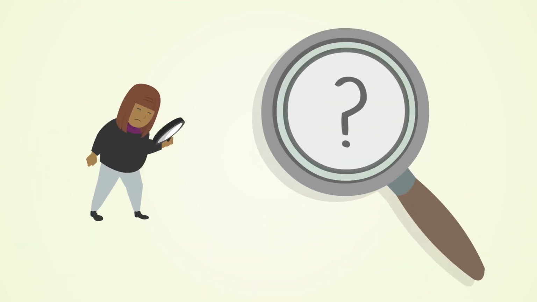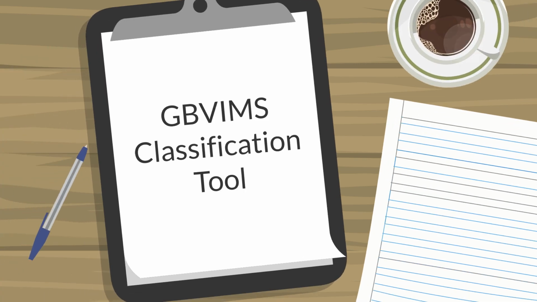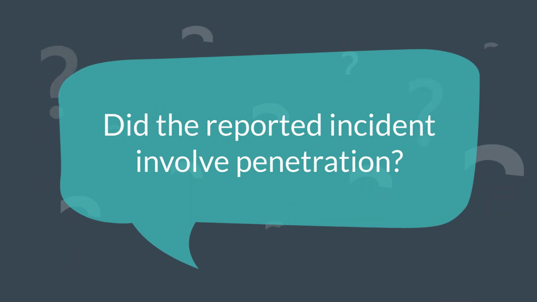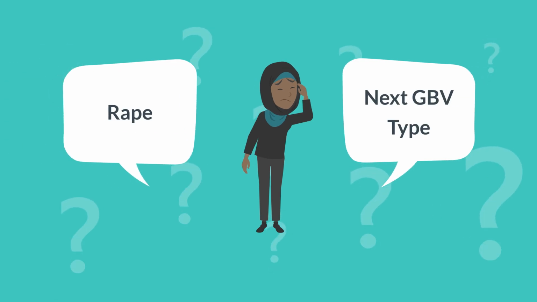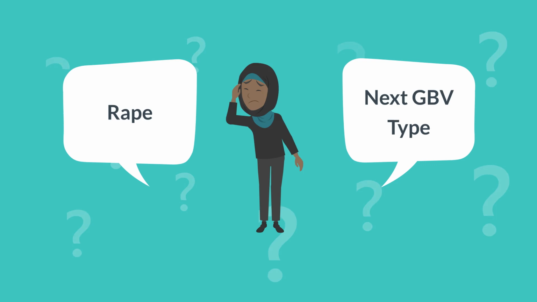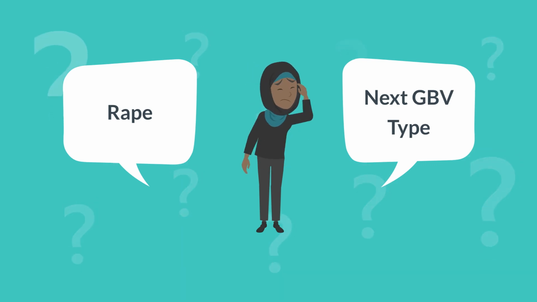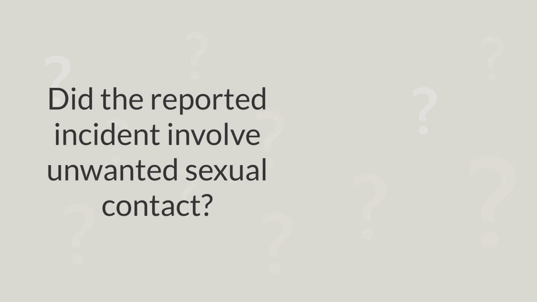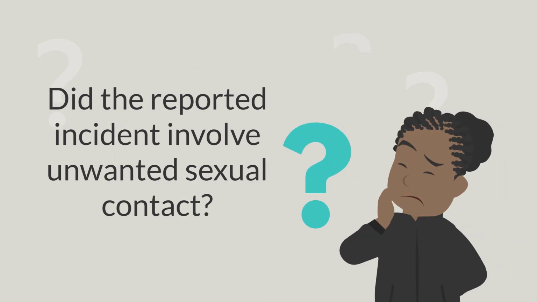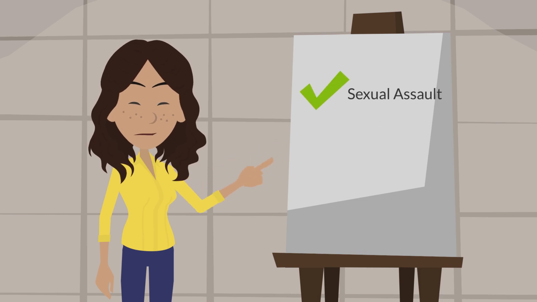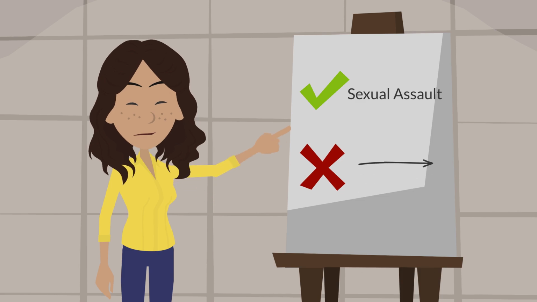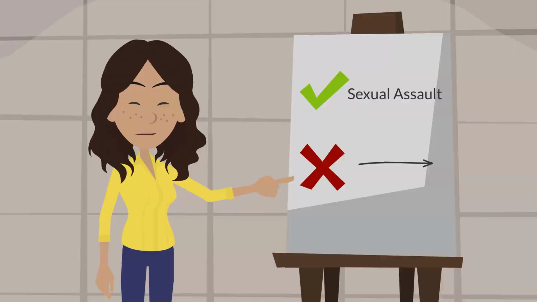Let's take a look at those questions you need to ask to classify an incident of GBV using the GBV-IMS classification tool. First, did the reported incident involve penetration? If yes, classify the GBV as rape. If no, proceed to the next GBV type on the list. Did the reported incident involve unwanted sexual contact? If yes, classify the GBV as sexual assault. If no, proceed to the next GBV type on the list.